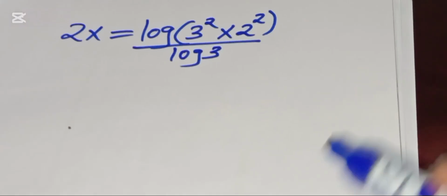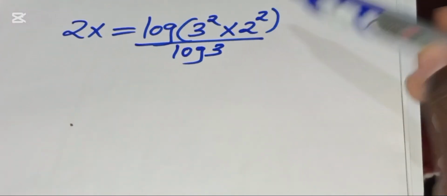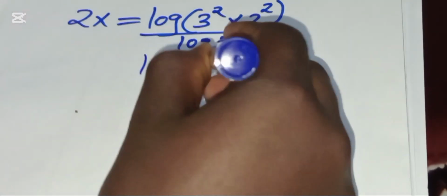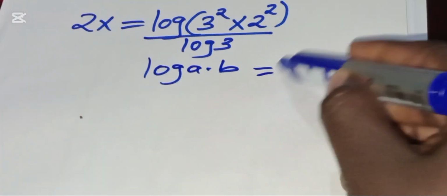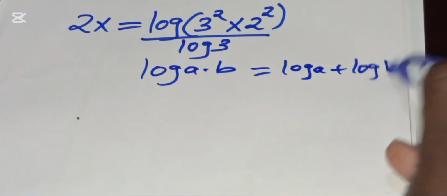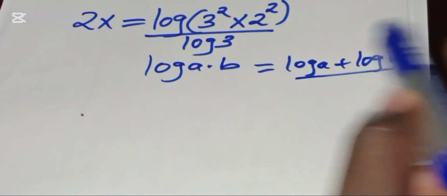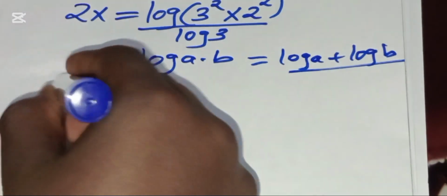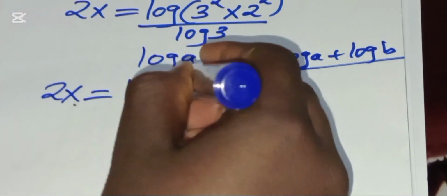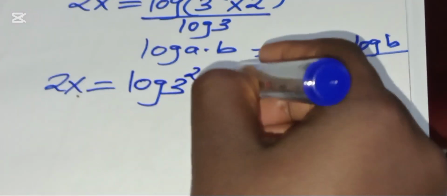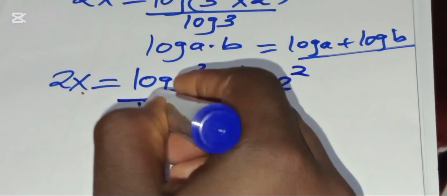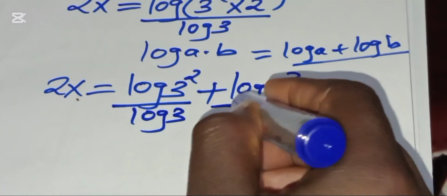Okay, now let's proceed from here. I find that log of 3 raised to the power 2 multiplying by 2 raised to the power 2 is in the form of log a multiplying by b, and we can express this as log a plus log b. Let's apply this property so that we have 2x is equal to log 3 raised to the power 2 plus log 2 raised to the power 2, divide everything by log 3.